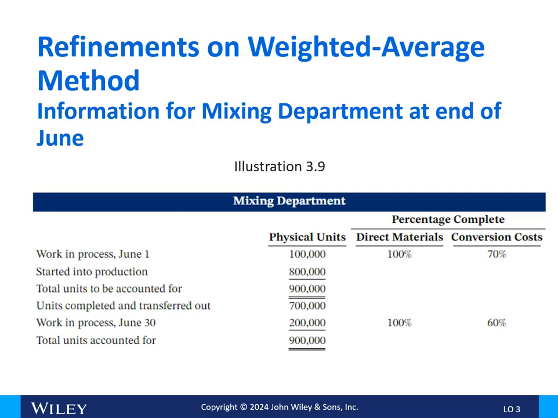Now we have to the right our work in process at the beginning and our work in process ending, what percent complete they are as it relates to direct materials and conversion costs. So in both cases, direct materials were 100% complete. Our beginning work in process was only 70% complete on conversion costs, and at the end of June, our work in process ending was only 60% complete as to conversion costs.